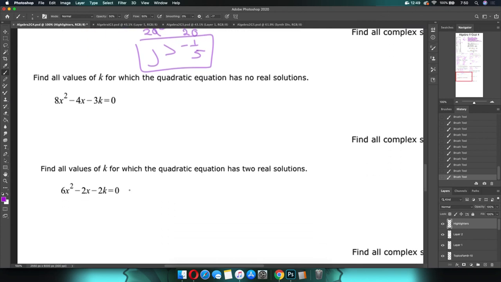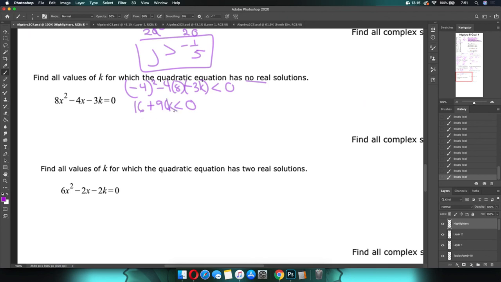So if we're looking at this one, for example, b squared, so negative 4 squared minus 4 times a times c, 3k. And then we want it to be no real solution, so we need it to be a negative number, less than 0. So 16 plus 4 times 3 is 12. 12 times 8 is 96 less than 0. Oops, k, 96k less than 0.